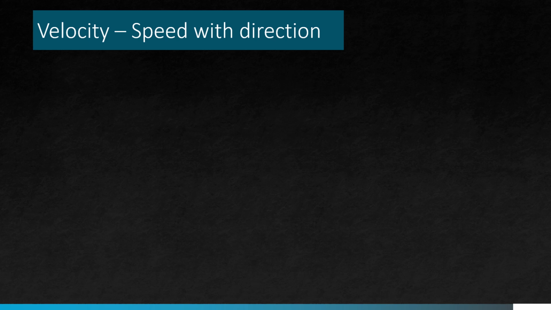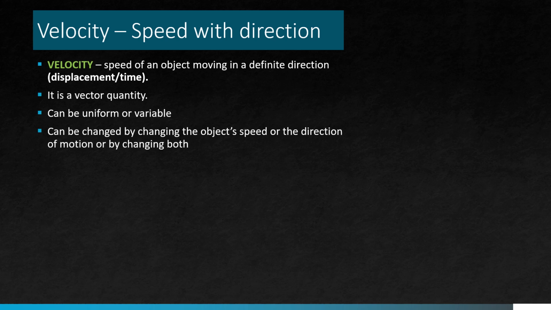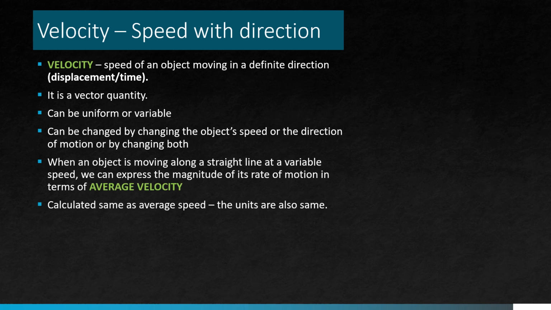Velocity, as we have discussed earlier also, is nothing but speed with direction. Now, if you can define speed in terms of distance and time, you can define velocity in terms of displacement by time. It is quite the same as speed, just with added direction to it. Velocity can be uniform and it can be variable also. To change the velocity of an object, you can either change the speed, or change the direction, or change both the speed and the direction of the object.